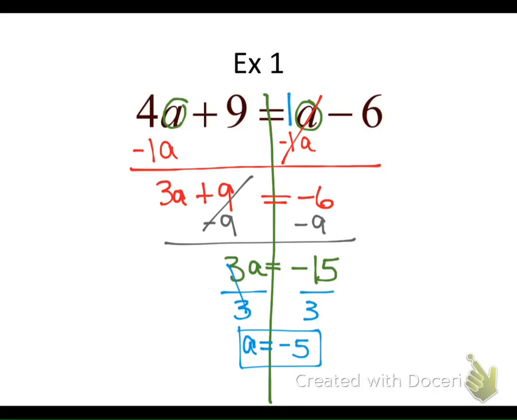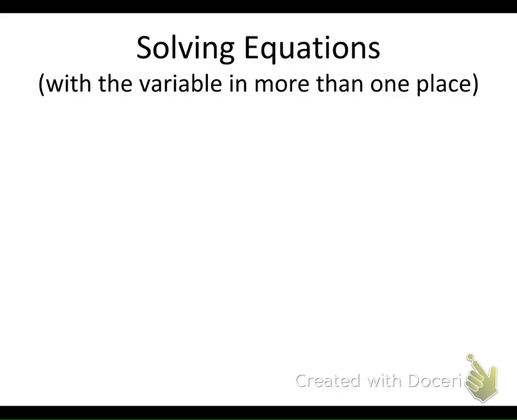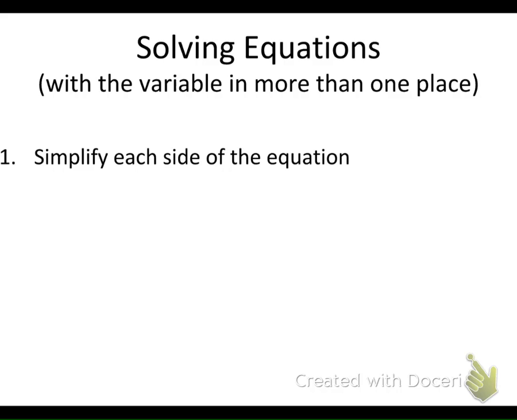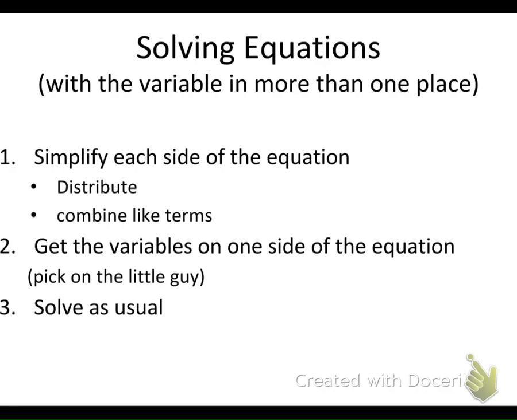All right, let's take a look at example number 2. Oh, nope, I lied. We're going to do the notes now. Solving equations. First thing, simplify each side of the equation: distribute, combine like terms. You know this. You did this last week. Step 2. This is the new part. Get the variables on one side of the equation. I would highly recommend that you put in parentheses to pick on the little guy. Otherwise, you're going to be dealing with lots of unnecessary negative signs. So pick on the little guy. Then last step, solve as usual.